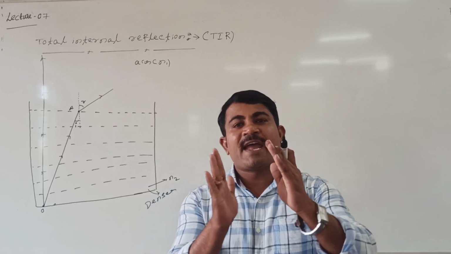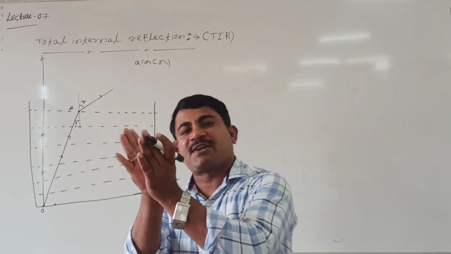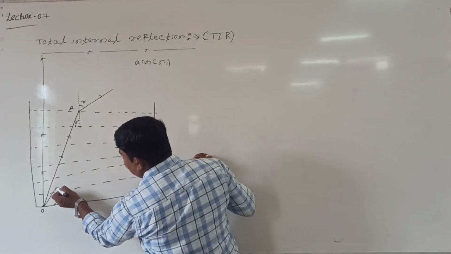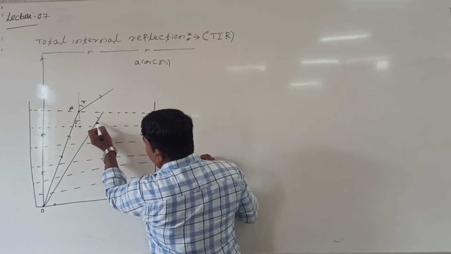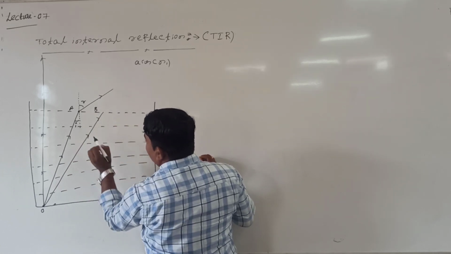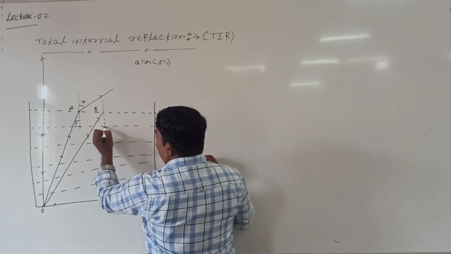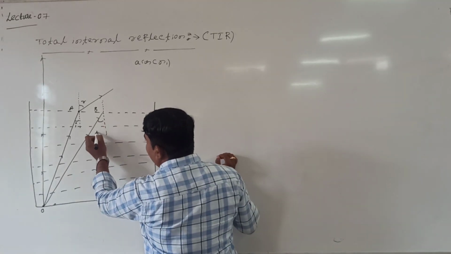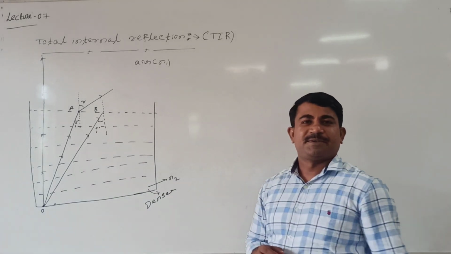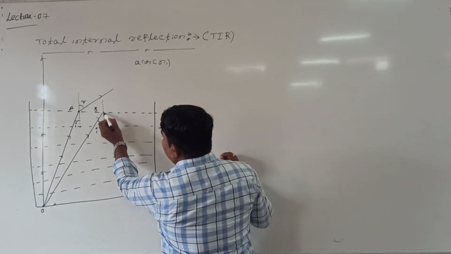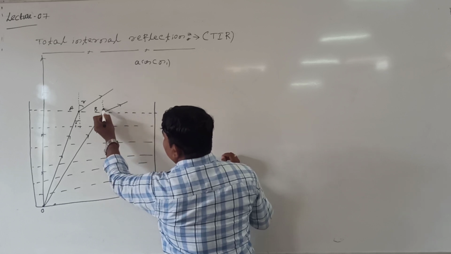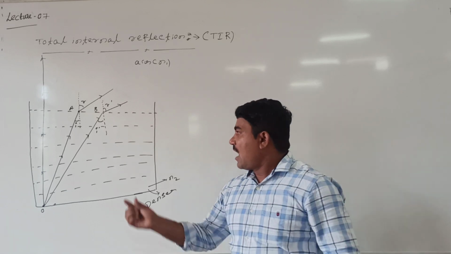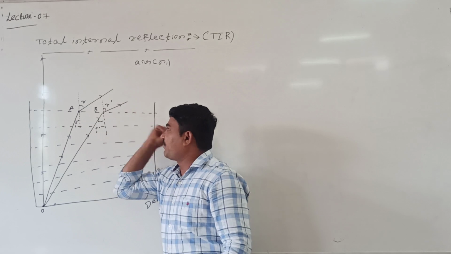Now, if the angle of incidence increases gradually, the angle of refraction also increases. Let us take one more ray of light, OB, incident at point B. The perpendicular line drawn at the point of incidence is the normal. This angle is the angle of incidence, which I call i dash. Again, when the angle of incidence increases gradually, the angle of refraction also increases. This angle of refraction I can mention as r dash. What is the meaning of this? As the angle of incidence increases gradually, the angle of refraction also increases.